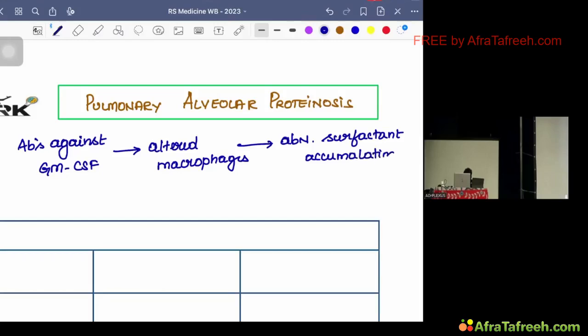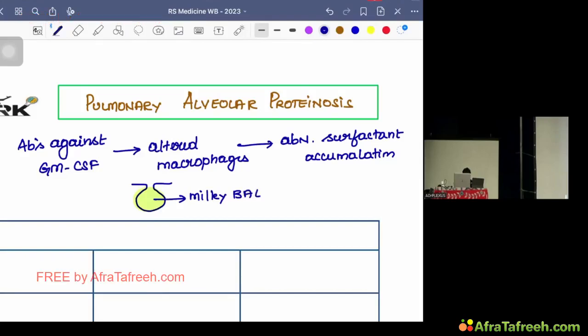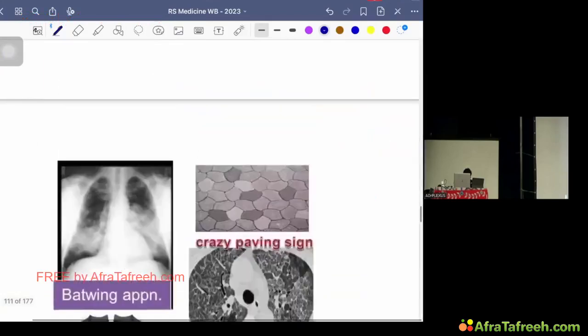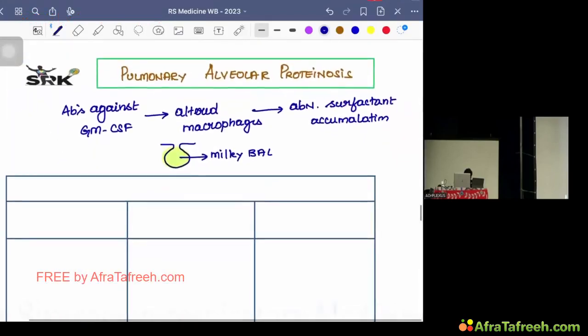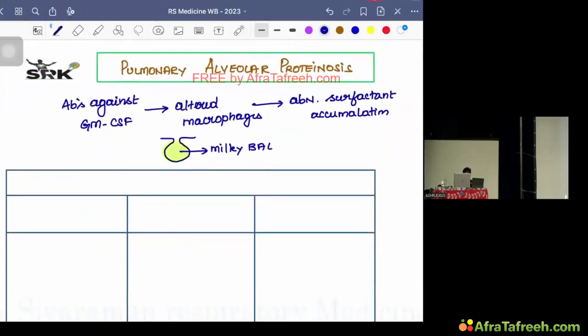What is going to happen here is the patient's alveoli get filled up with milky white material. If you look at the bronchoalveolar lavage, you will see a milky white fluid in these patients. This is because of decreased surfactant clearance causing abnormal surfactant accumulation.